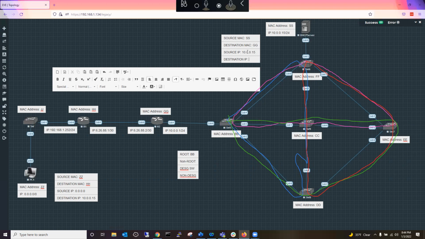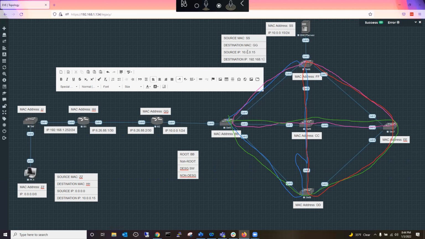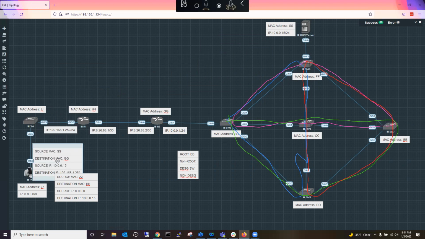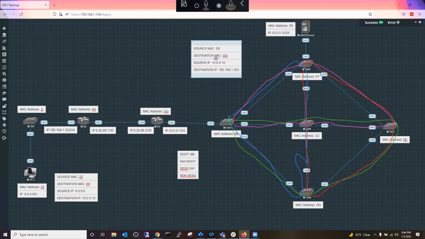Now, what's the destination IP? It's going to be 192.168.1.25. Why? Because that's the router for the PC1 network. It should be able to get that packet back to that PC. Perfect. Exactamundo, so you did it perfectly fine.